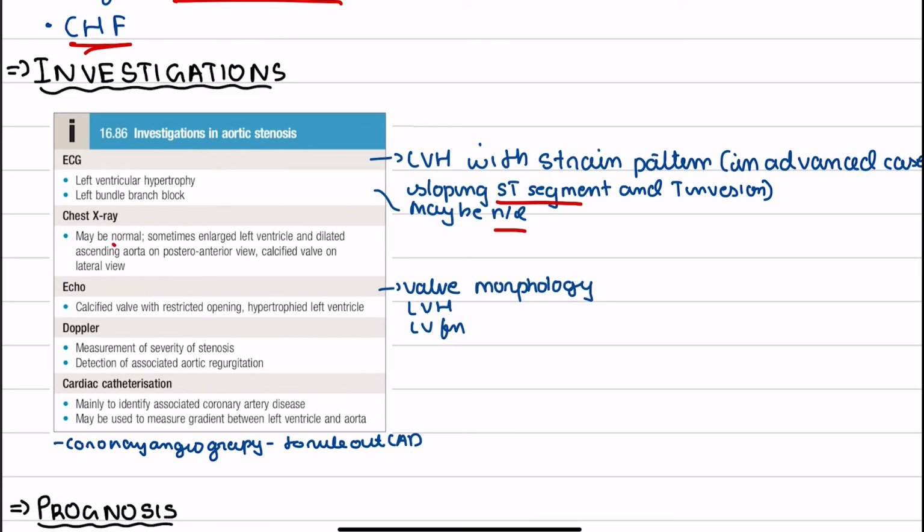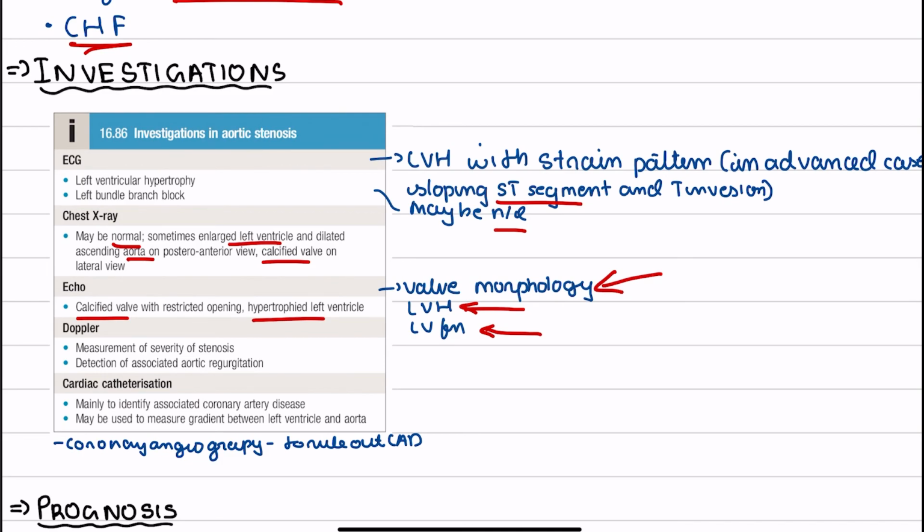In chest X-ray, it may also be normal. Sometimes it may show an enlarged left ventricle and dilated ascending aorta. It may also show a calcified valve sometimes. Echo and Doppler are our main investigations. We can assess the valve morphology on echo. We can identify left ventricular hypertrophy and assess the left ventricular function on echocardiogram. We can also see the calcified valve and the hypertrophied left ventricle.